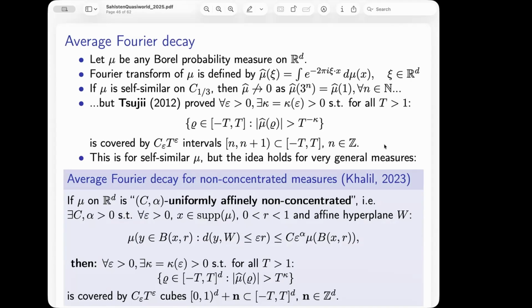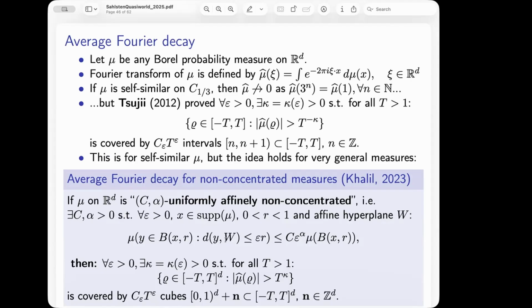Average Fourier decay for non-concentrated measures was proved by Osama Khalil recently. And this is the definition of what I mean by a measure avoiding subspaces, maybe answering Mario's question: a measure on R^d is uniformly affinely non-concentrated if at all points and at all scales the measure doesn't look like a plane. It always spreads in every direction at some level. You can state it as a kind of Ahlfors regularity, Frostman condition on tubes. In two dimensions, tubes don't want to carry too much mass of the measure.